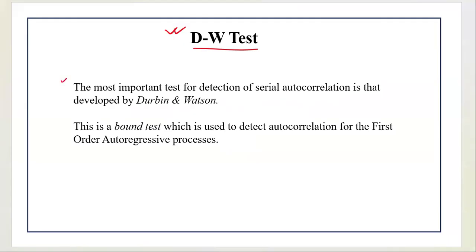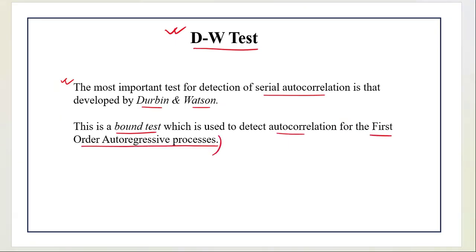So let's see. The most important test for detecting serial autocorrelation is that developed by Durbin and Watson. So they were two different econometricians. They developed this test in their paper. Now this is a bound test. Now why is this a bound test? When we derive the test statistic, you will see that the test statistic will lie within a specific bound, within a specific range, and that is why it is called the bound test, which is used to detect autocorrelation for the first order autoregressive process.